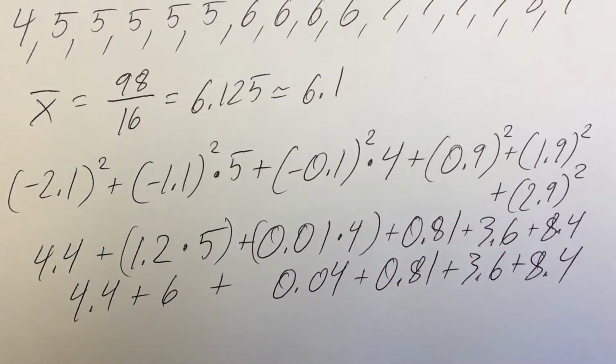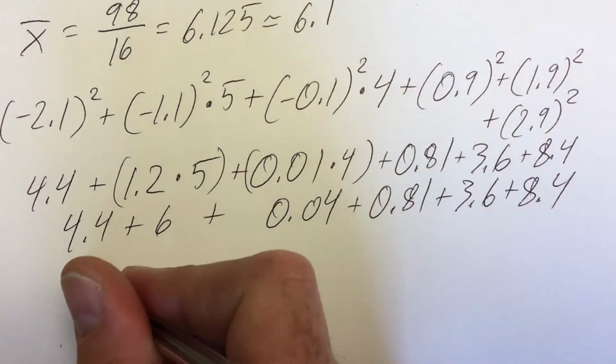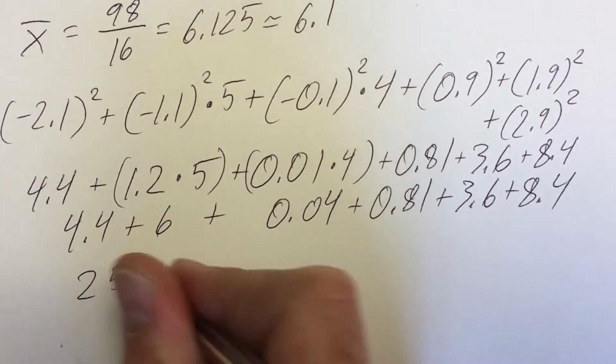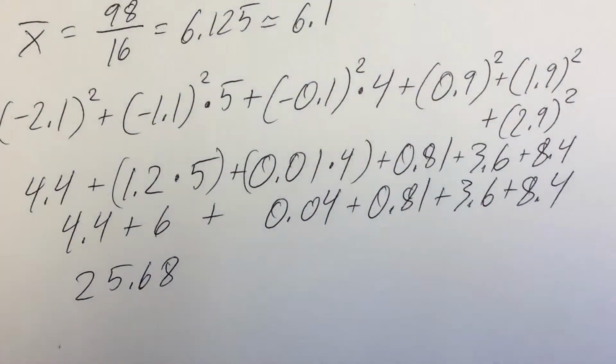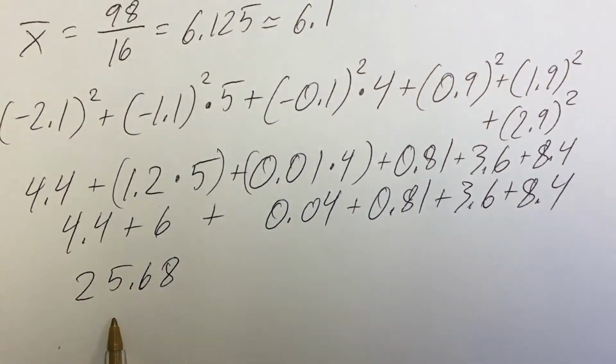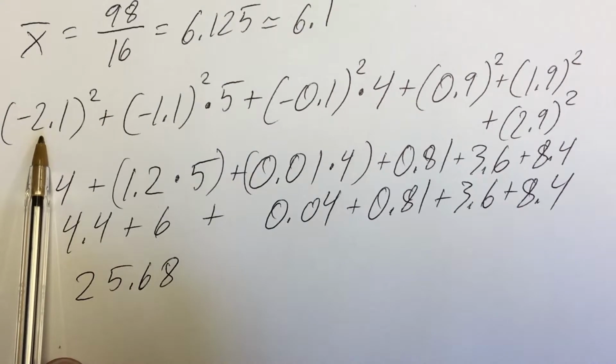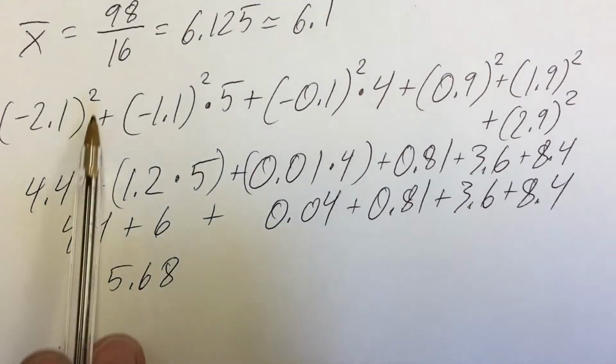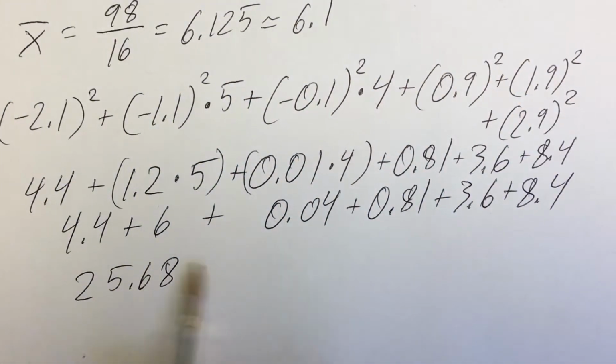Adding these values together will give us a total or sum of 25.68. And again, this number represents the numerator in the equation, where we subtracted all of the x's or data points from x bar, squared each value, and added them all together.